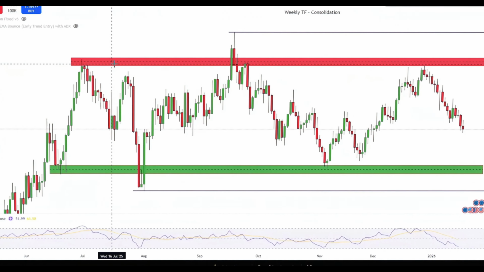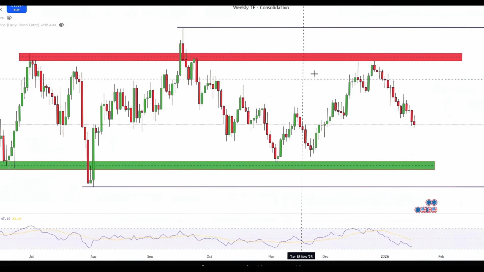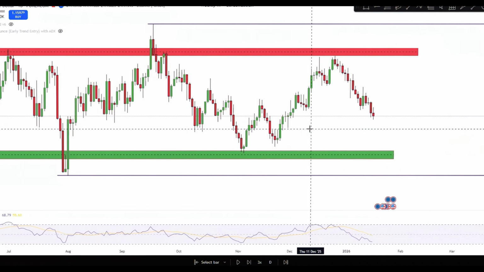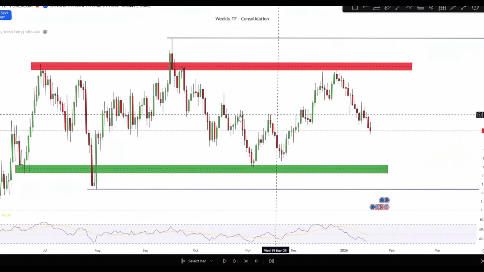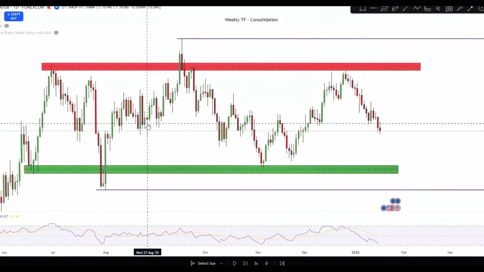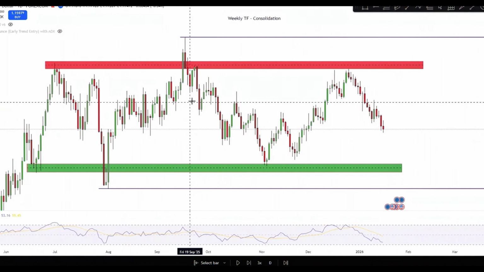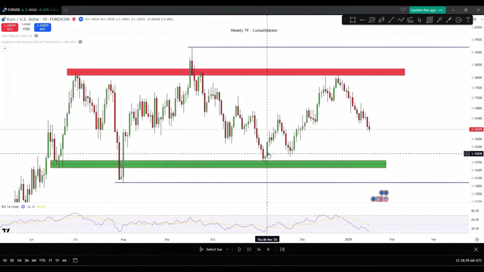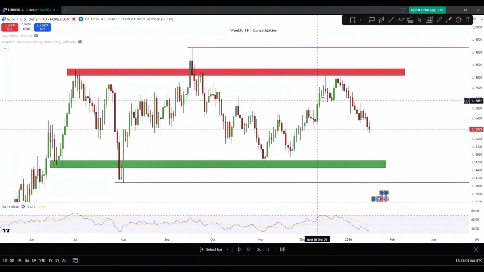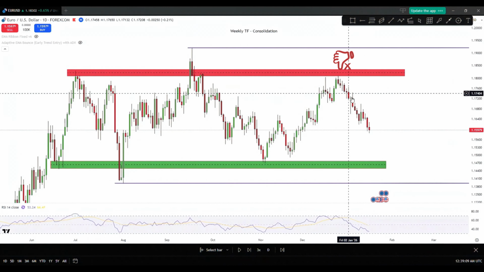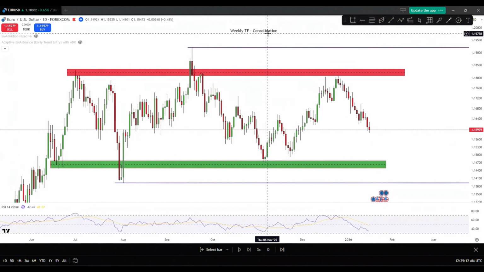Here we can see a clear area of resistance, and we can also see a clear area of support down here. So we have the market structure down. The weekly time frame price is consolidating, and on the daily time frame, we can say that price is respecting those zones of support and resistance. And as it relates to most recent price action, price rejected resistance and is now moving lower towards support.